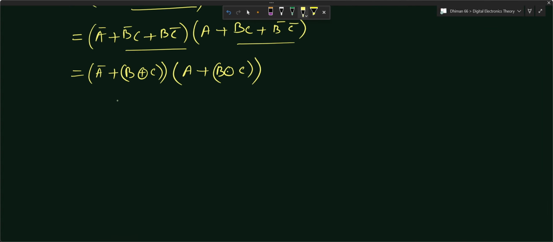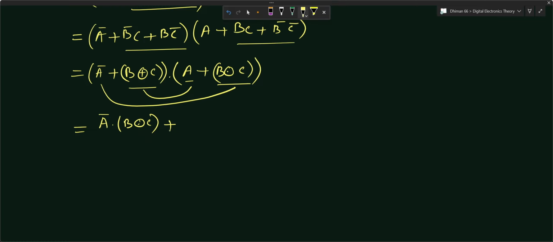Now let us again simplify from here. So from here again we will use the transposition theorem. A bar will be multiplied with this one, and this a will be multiplied with this one. These two are multiplied. Okay, so using transposition theorem again we can multiply. So a bar multiplied with b XNOR c plus, this multiplication will be replaced by this addition or OR operation. Next we have a multiplied with b XOR c. Okay, this is the simplified form.